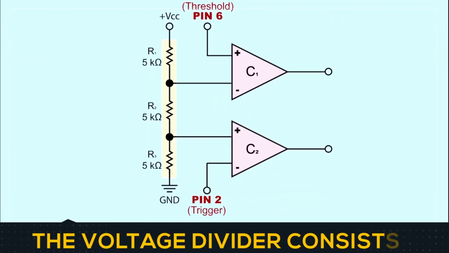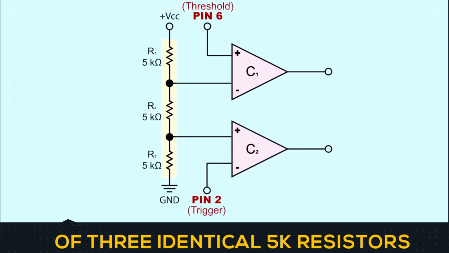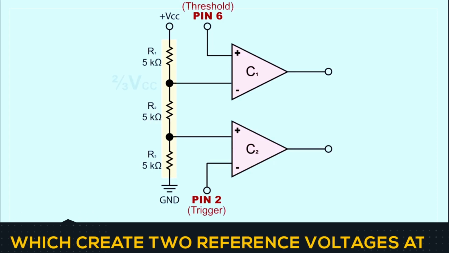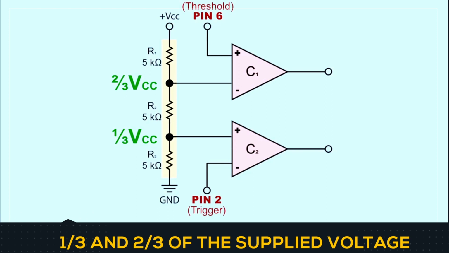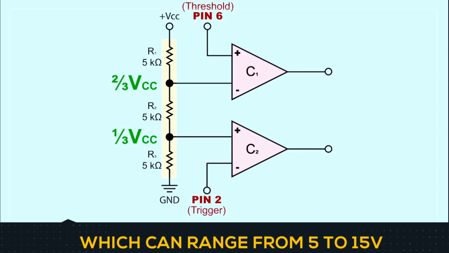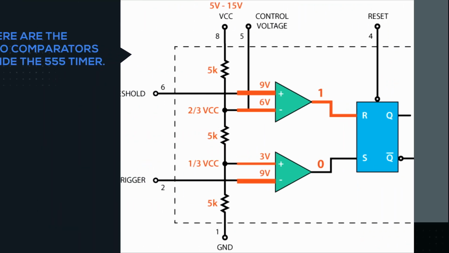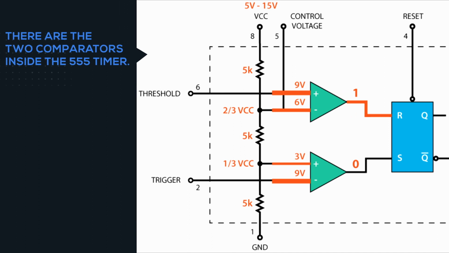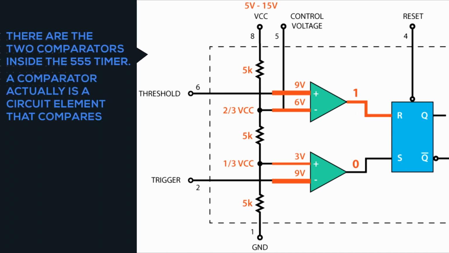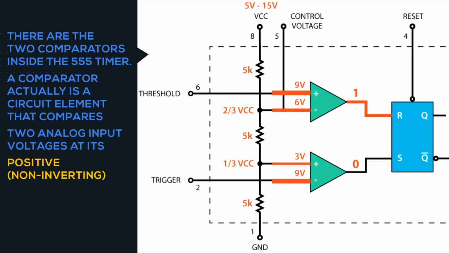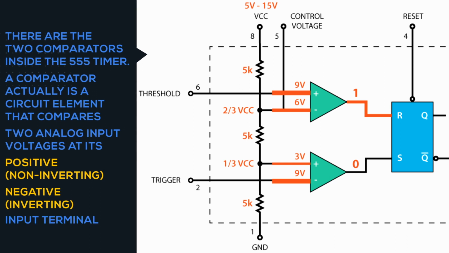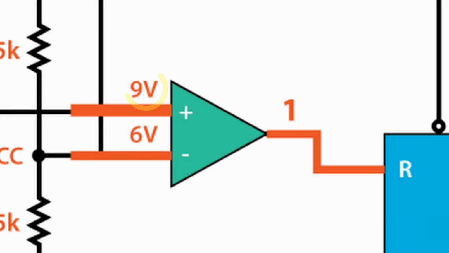The voltage divider consists of 3 identical 5K resistors which create 2 reference voltages at 1/3 and 2/3 of the supplied voltage, which can range from 5 to 15 volts. Next, there are the 2 comparators inside the 555 timer. A comparator is a circuit element that compares 2 analog input voltages at its positive, non-inverting, and negative, inverting, input terminal. If the input voltage at the positive terminal is higher than the input voltage at the negative terminal, the comparator will output 1.